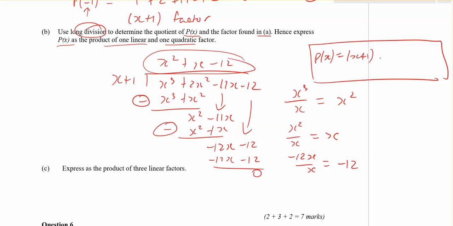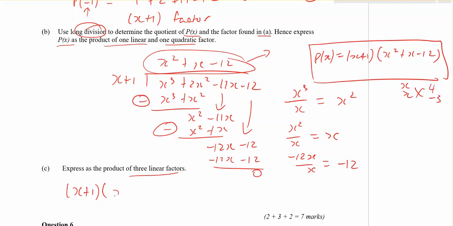Expressed as the product of three linear factors, so we're just going to factorize this further. So x plus 1, I'm going to use the cross method. Two numbers that multiply to give you negative 12 and add together to give you positive 1. So it must be positive 4 and negative 3. So x plus 4, x minus 3. Done. Okay, we're happy.